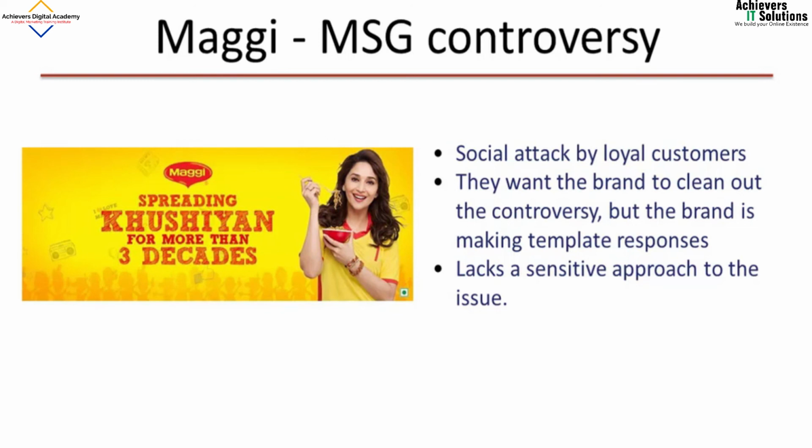And when they realized that the brand had actually used a banned substance in something they loved, they were not happy. There was an attack on social media by loyal customers. They wanted the brand to come out clean. They wanted the brand to come out and show that whatever was being reported was actually wrong and that they were actually clean. But in the beginning, Maggi was busy making templatized responses. They were not approaching it with the sensitivity they should have.